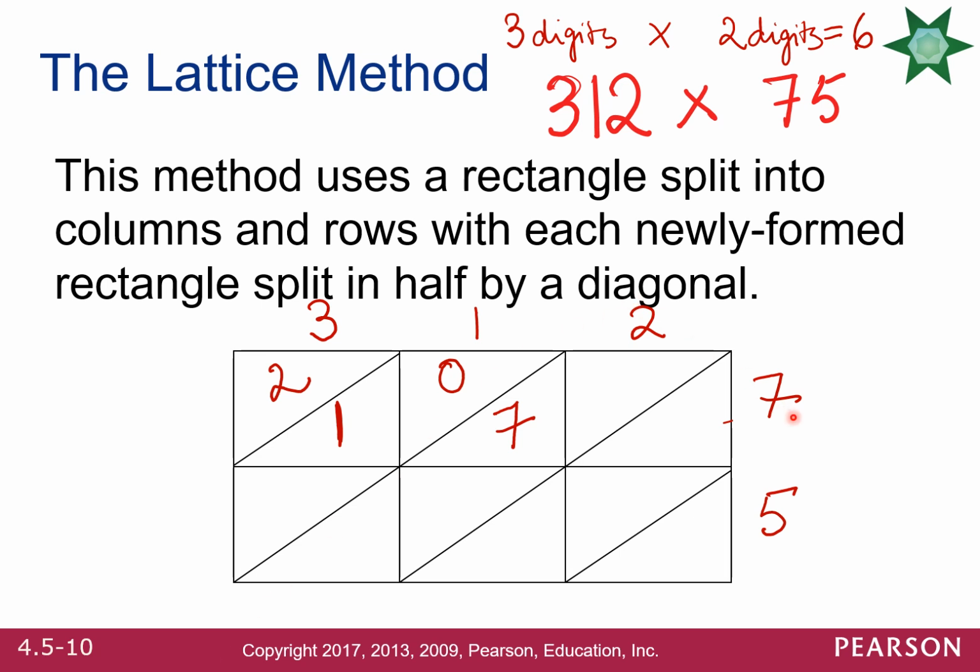Then we have 2 times 7 is 14. 1 and 4. Next, we go to the second row, continue the process. 3 times 5 is 15. So 1, 5. Next is 1 times 5 is 5. Again, it's a single digit value, but we have to write a 0 on the top partition of the cell, and 5 below. And finally, 2 times 5 is 10. We write it as 1, 0.